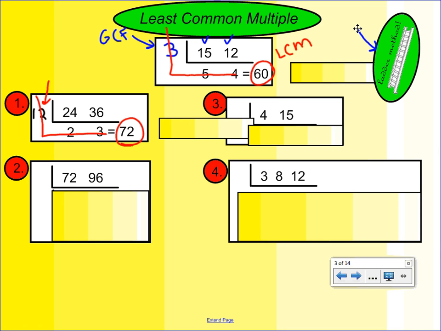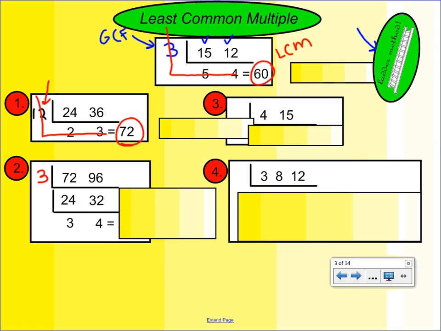In number 2, if we take a look at 72 and 96, you want to ask yourself, what can they both be divided by? And 72 and 96 can actually be divided by 3, because I use my divisibility rules to help me. 72 divided by 3 is 24, and 96 divided by 3 is 32. Now 24 and 32 can both be divided, again, by 8. And so I'm going to put the 8 out here, and I would get a 3 and a 4 on the bottom.